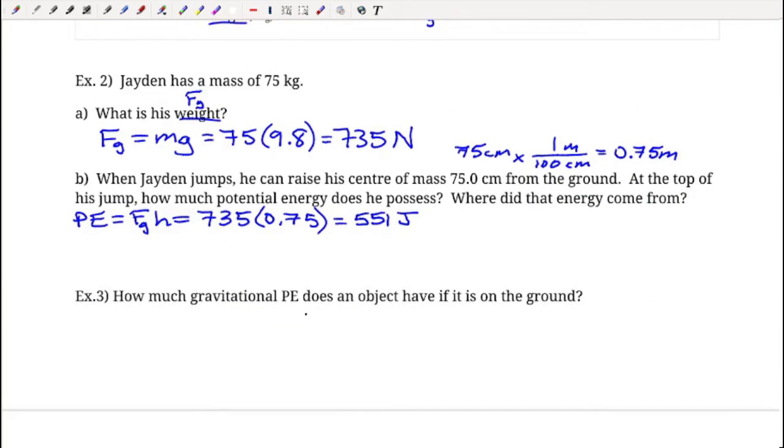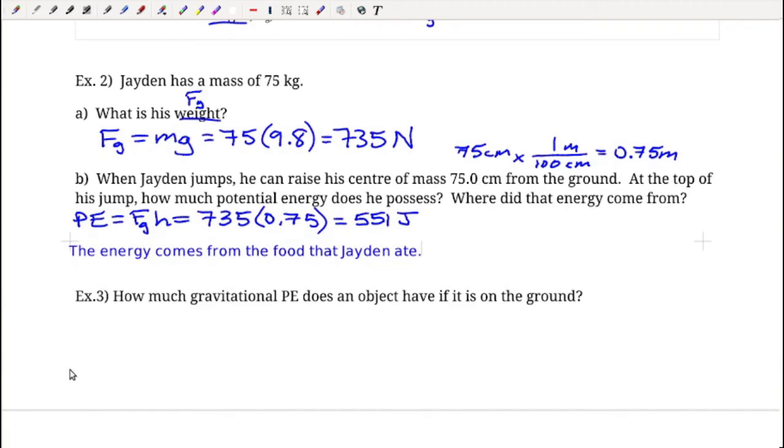Okie dokie. Another example. How much gravitational potential energy? Oh, sorry, I missed the second part of part B. Where does that energy come from? The energy for him to jump comes from the food that he ate for breakfast. So it comes from the food that he ate, and then that is stored as chemical potential energy in his muscles and then released as kinetic energy to get him shooting upward. So where does the energy come from? The food that he ate.